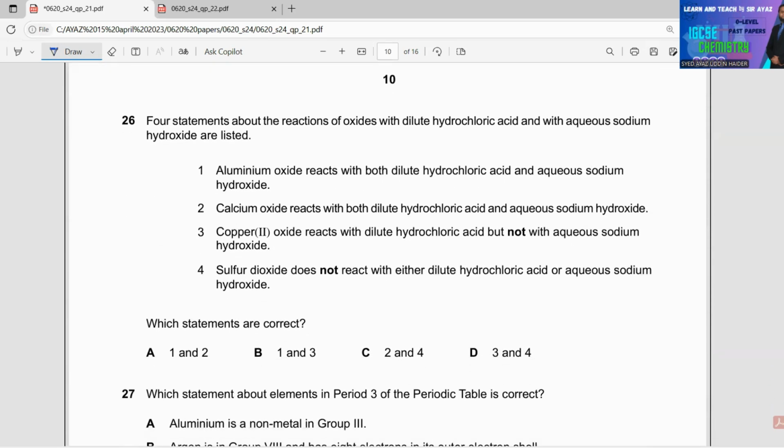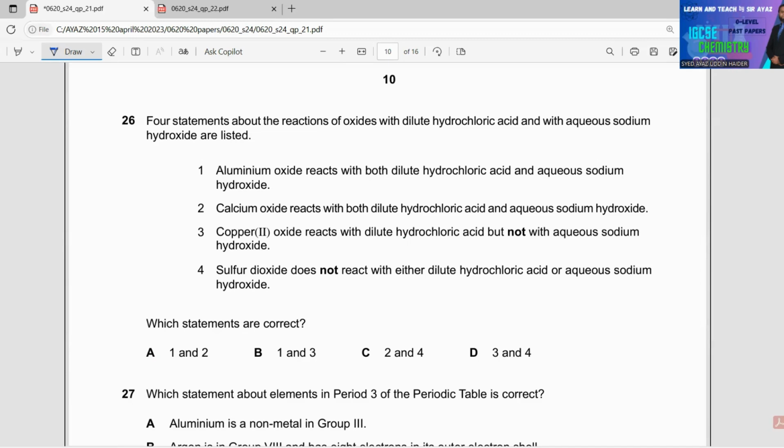26. Four statements about the reactions of oxides with dilute hydrochloric acid and with aqueous sodium hydroxide are listed. 1. Aluminum oxide reacts with both dilute hydrochloric acid and aqueous sodium hydroxide. 2. Calcium oxide reacts with both dilute hydrochloric acid and aqueous sodium hydroxide. 3. Copper 2 oxide reacts with dilute hydrochloric acid but not with aqueous sodium hydroxide. 4. Sulfur dioxide does not react with either dilute hydrochloric acid or aqueous sodium hydroxide.